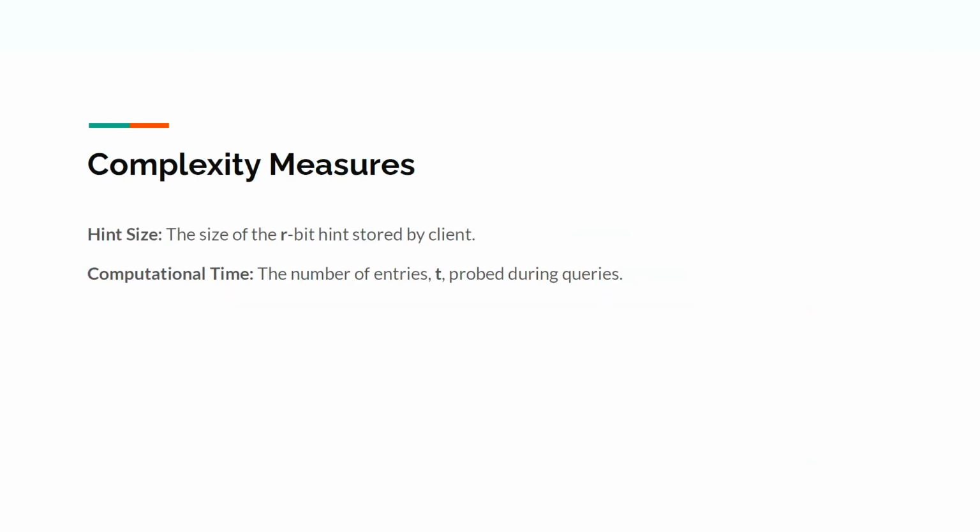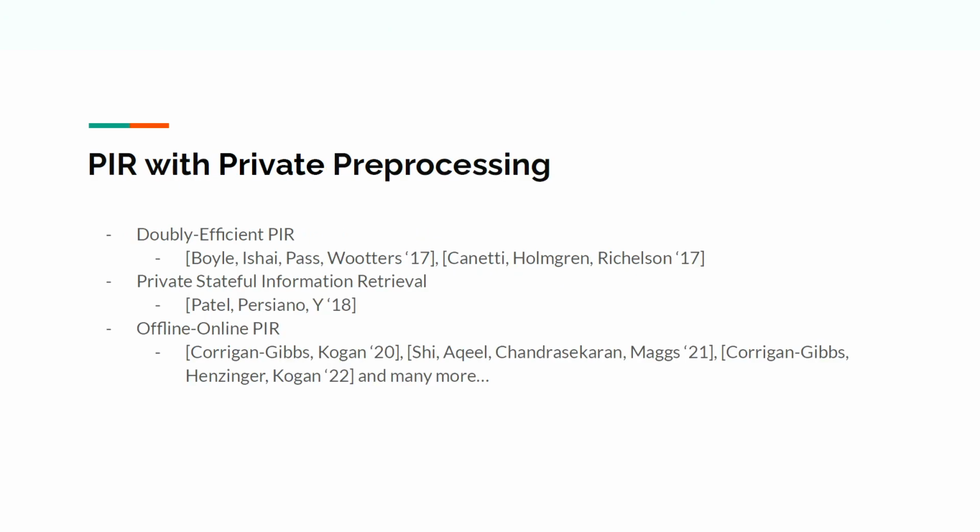So when we consider PIR with private preprocessing, we're going to consider two complexity measures. One is the hint size, which let's say is R bits, and the computational time, which essentially is the number of entries T that is probed by the server during a query. It turns out PIR with private preprocessing is a generic name that has been studied under many other names, like doubly efficient PIR, private stateful information retrieval, and more recently offline-online PIR.